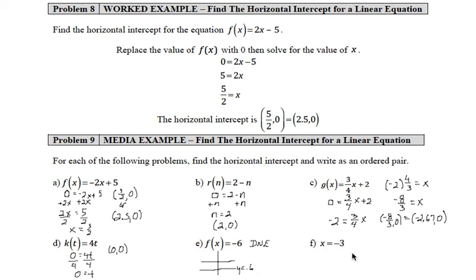For part F, x equals negative 3 is a vertical line that passes through negative 3. The horizontal intercept is going to be negative 3 comma 0. We can see that on our graph there, and that is our final result.